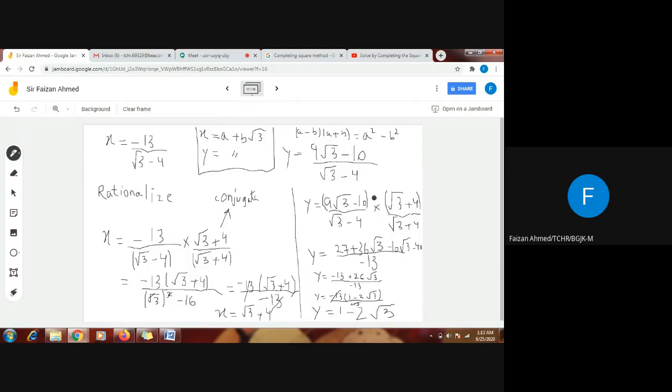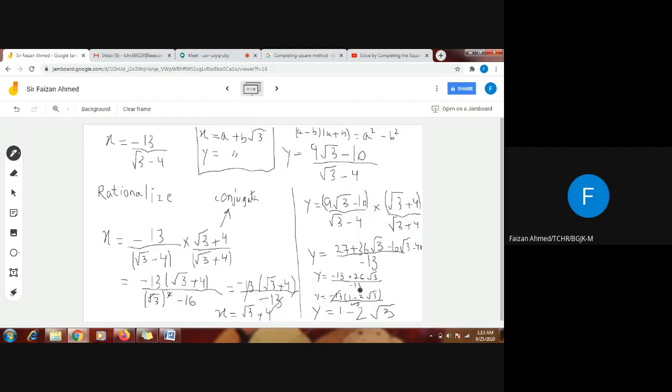First, 9 root 3 will be multiplied with root 3. Root 3 and root 3 will give me root 3 square. The square will be cancelled out, so 9 multiplied by 3 will be 27. This 9 root 3 when multiplied with 4 will give me plus 36 root 3. Then this minus 10 multiplied with root 3 will be minus 10 root 3, and minus 10 multiplied with 4 will give me minus 40. This minus 40 and plus 27 will be minus 13. Plus 36 root 3 minus 10 root 3 will be 26 root 3.